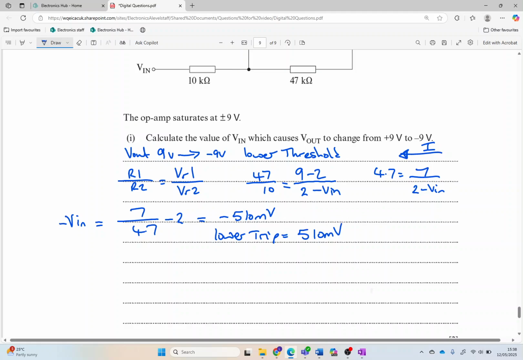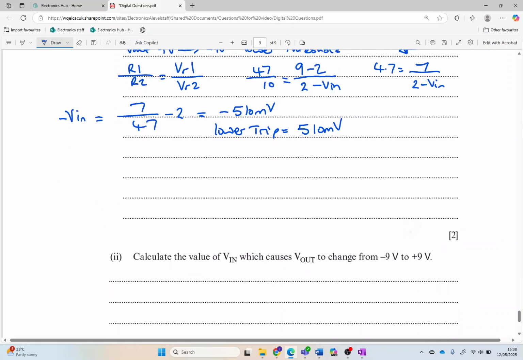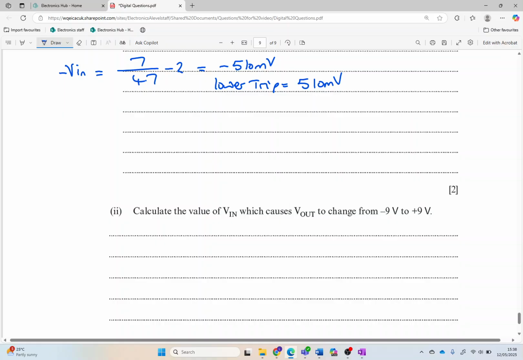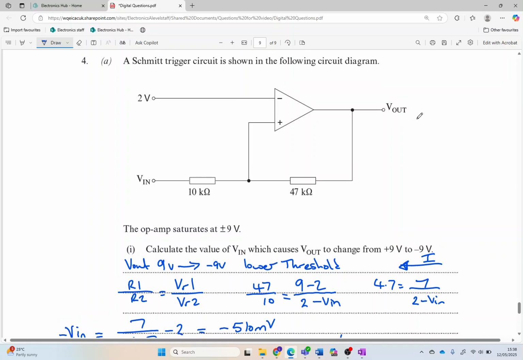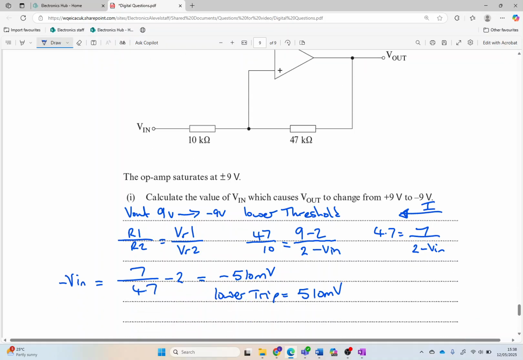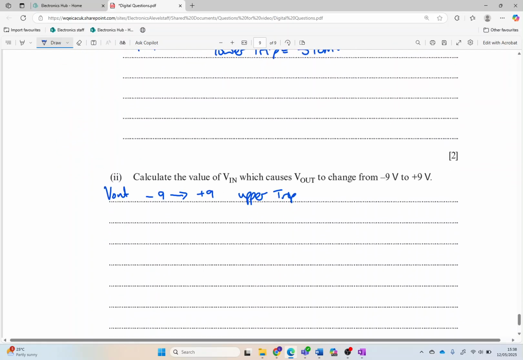Right, and I've got to do exactly the same thing again for my V out going from 9 volts to plus 9 volts, so I'm looking for my upper trip point. Okay, if my output is 9 volts, let's just look at this. If my output is 9 volts, there's 2 volts there, so positive, negative, so current would be going that way this time.